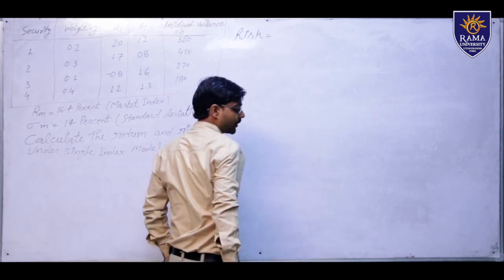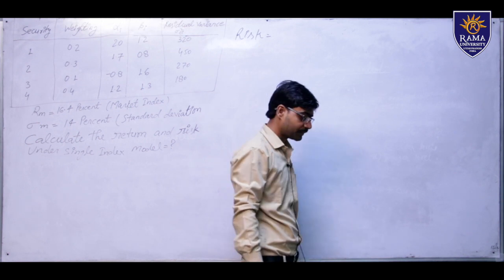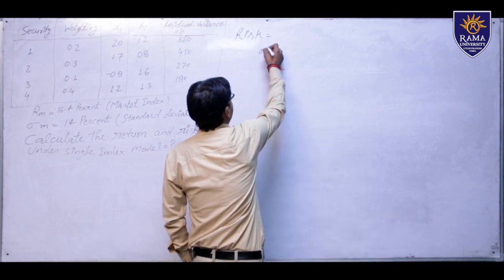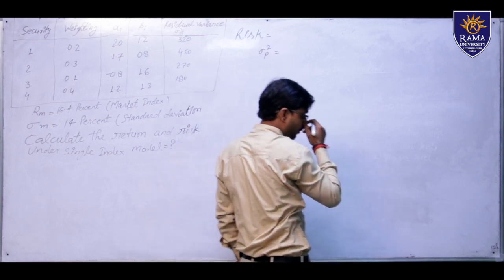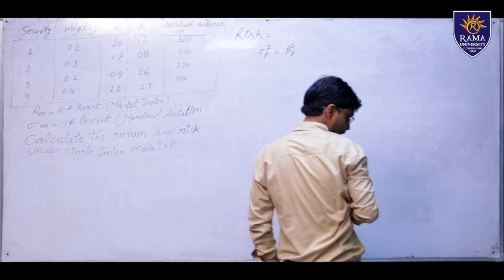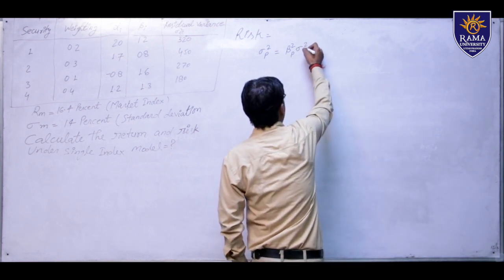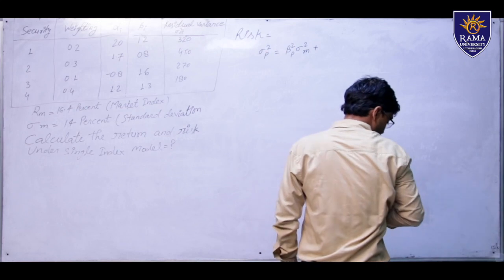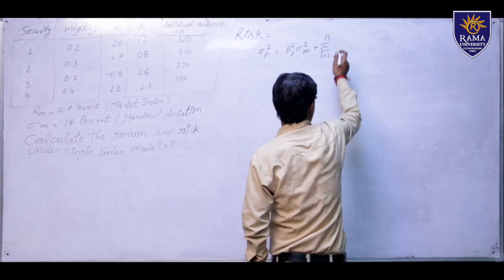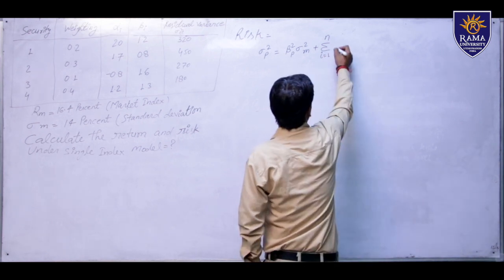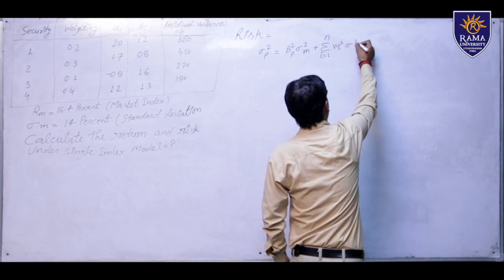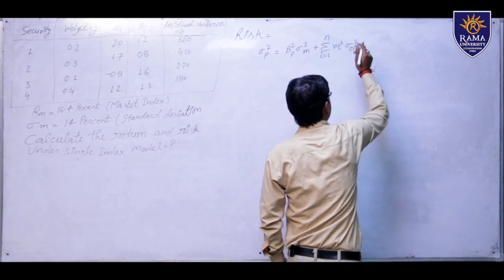Firstly, you have to know and write the formula of risk: sigma square P is equal to beta square P and sigma square M plus the summation from i equal to 1 to n of weighting i square and residual variance sigma square ei.